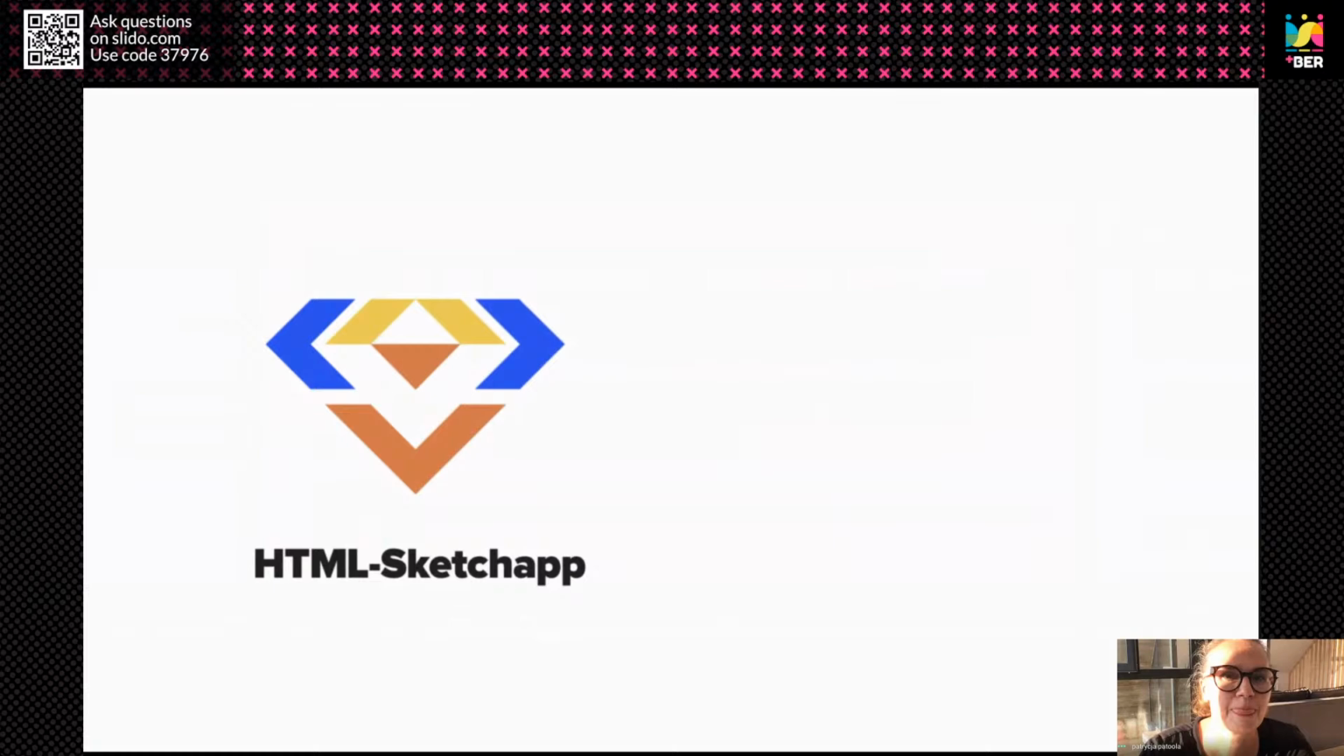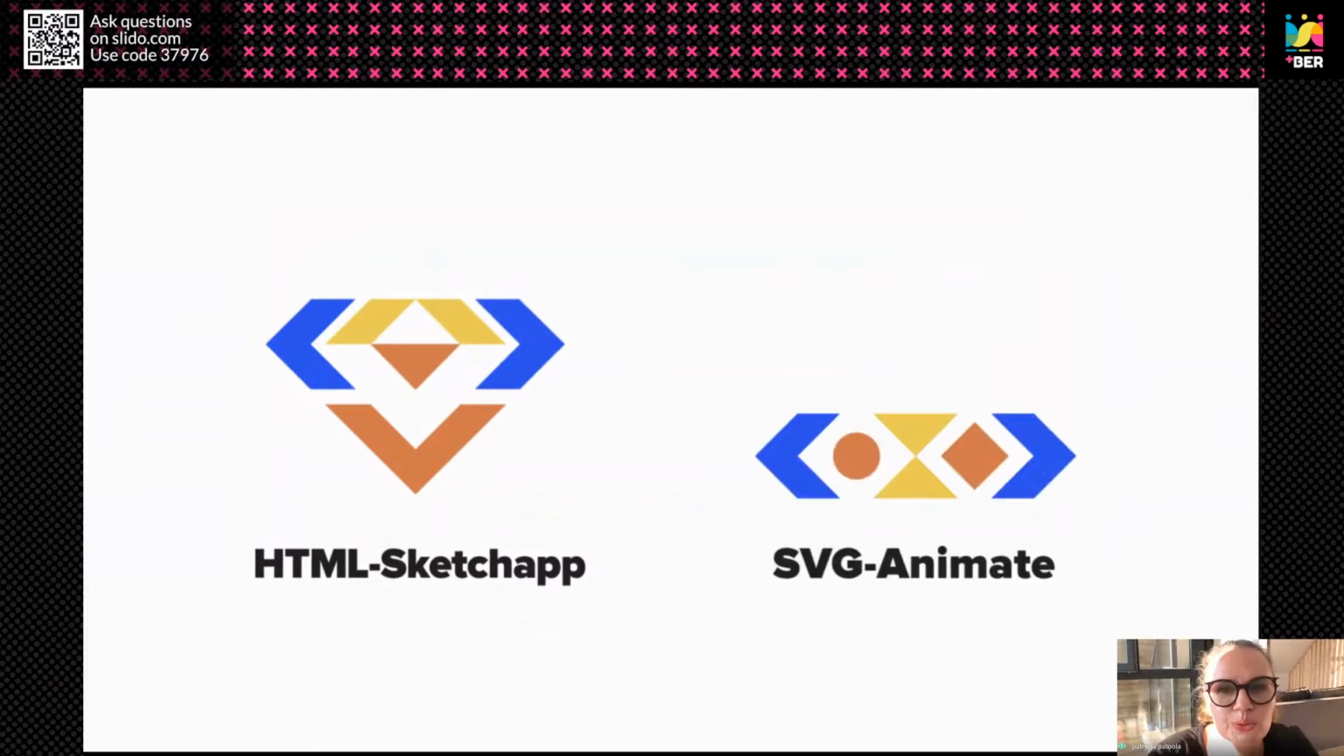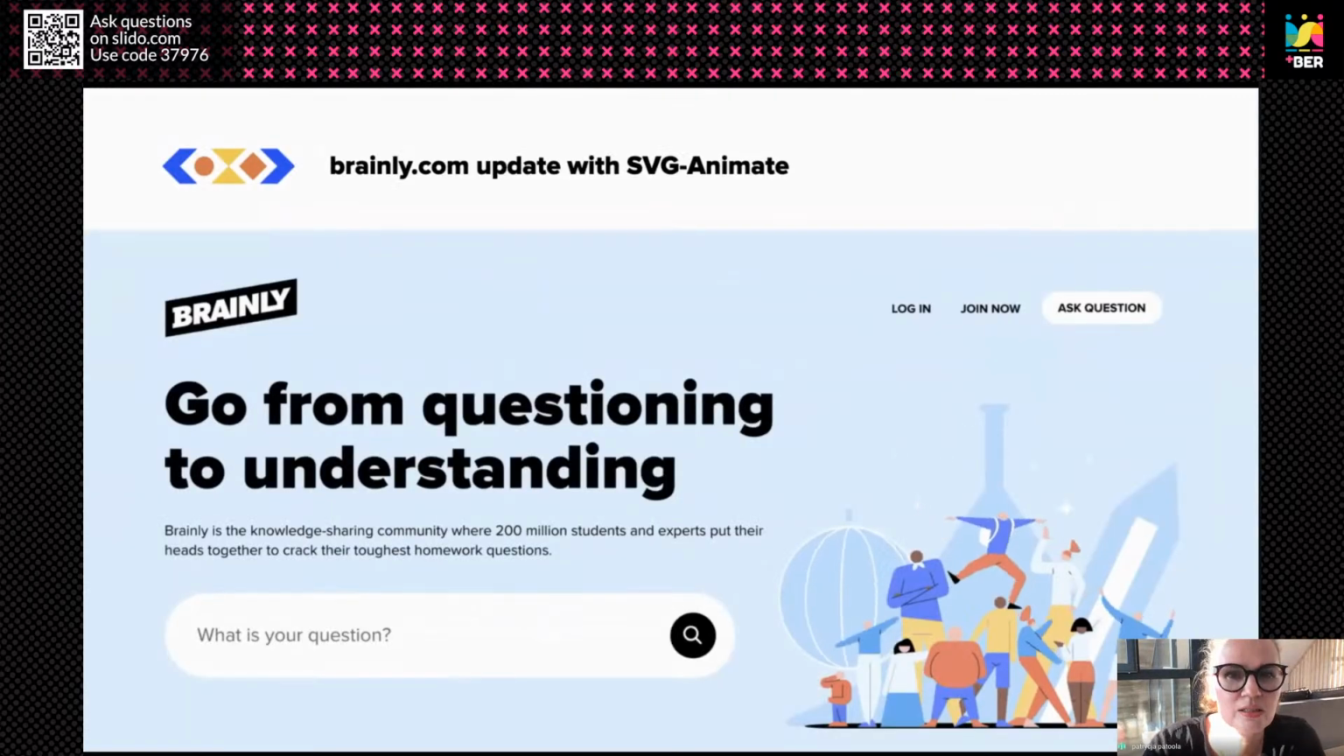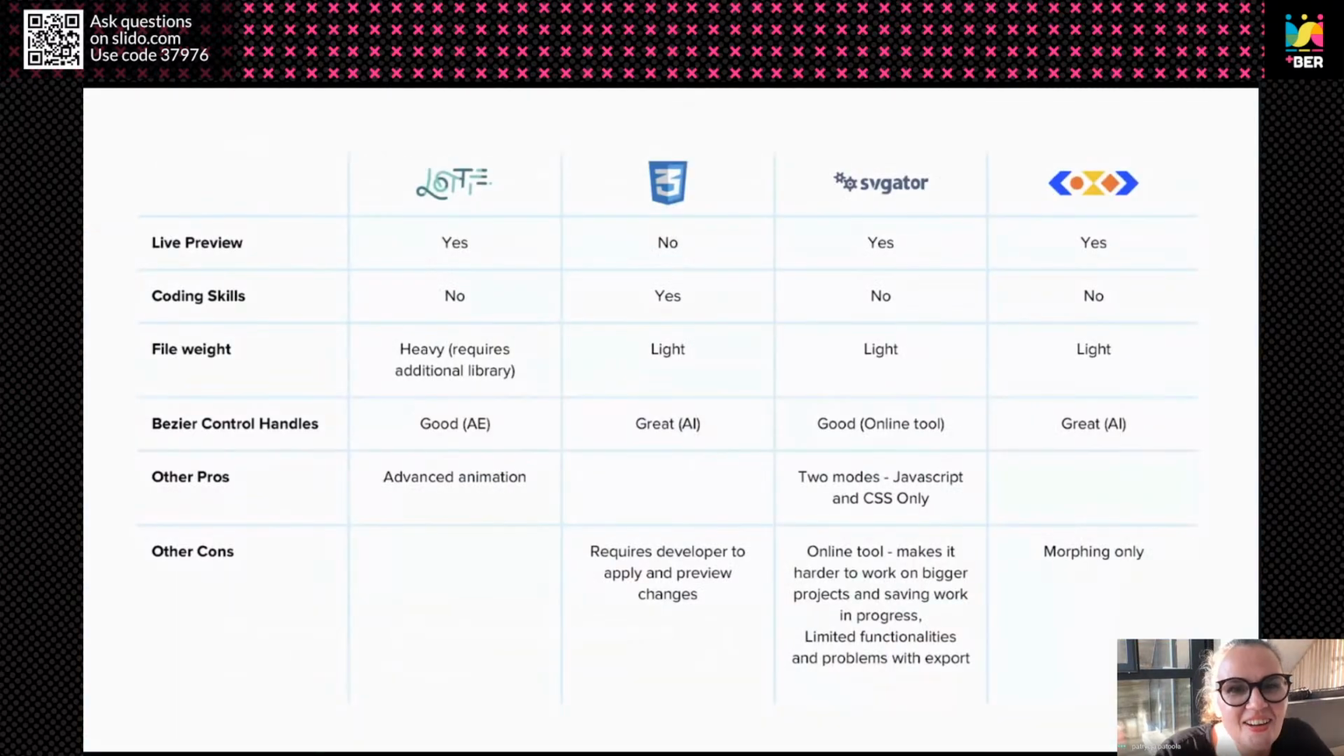So after HTML SketchUp, we had another tool by Brainly, SVG Animate. And like HTML SketchUp, it is open source and free to use for all. The tool was used to update our homepage with a juicy animation of Brainly community. On our Medium, you can find an article with details like this comparison of similar tools.